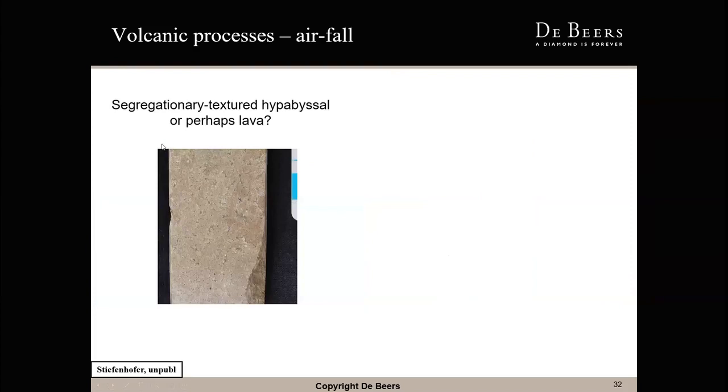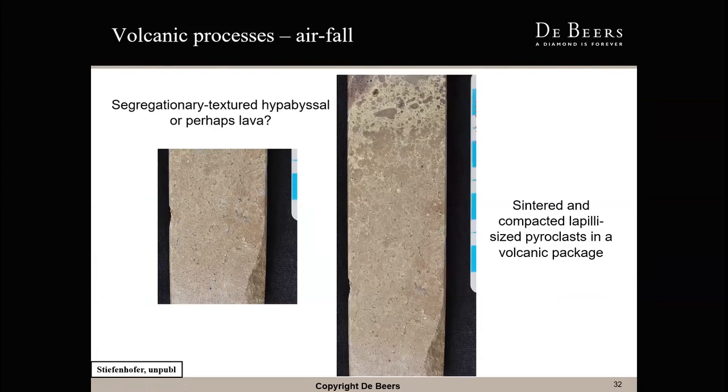Another example over here, if you have a little sample in isolation, looks very lava-like, maybe even segregationary hypabyssal. But this points to the hazards of looking at a sample out of context, because when you look at the full sample, you will see that it is a pile of compacted and sintered pyroclasts in a volcanic package. So what you were looking at initially was the bottom part of this unit. As you move upwards, you can start seeing the individual pyroclasts with the ash in between. So it's very important to always refer to the geology adjacent to a sample that you collect in order to get the full picture.